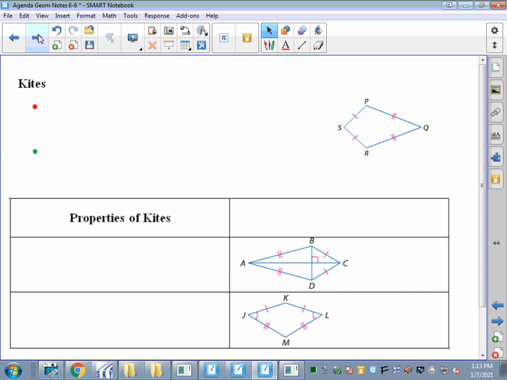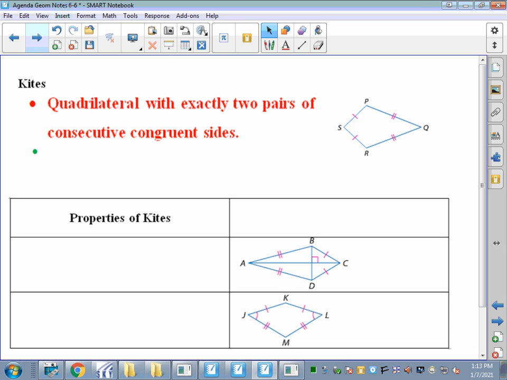Let's jump up to kites. Kites are the oddest of all the oddballs of this chapter because at least with trapezoids, we talk about isosceles and we have things congruent. A rhombus is a squished square or flattened out square, a crooked square. A kite is just its own random thing. It's a quadrilateral. It has two pairs of consecutive congruent sides.